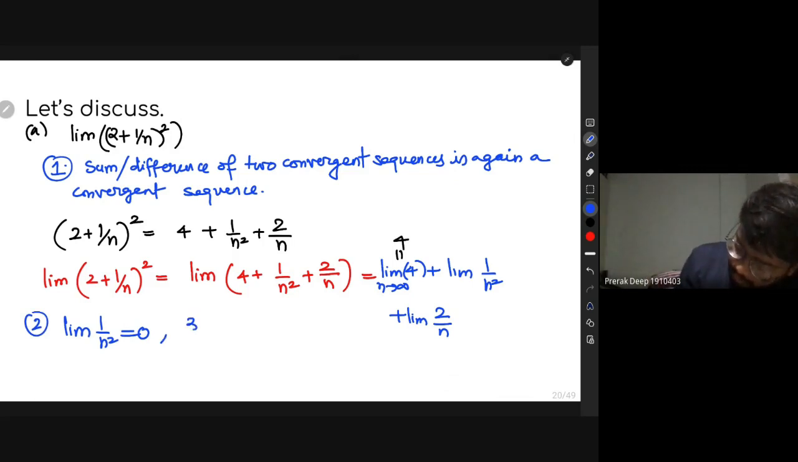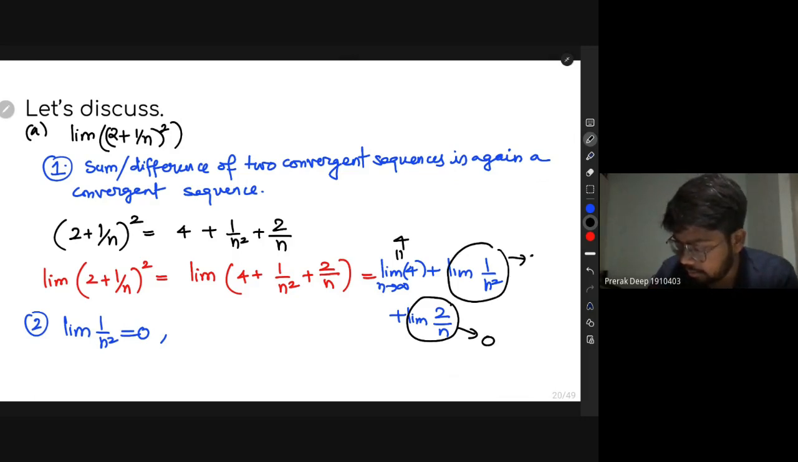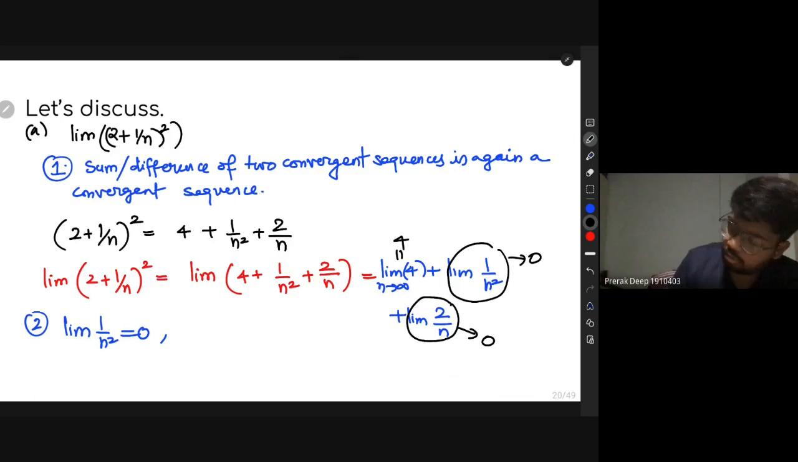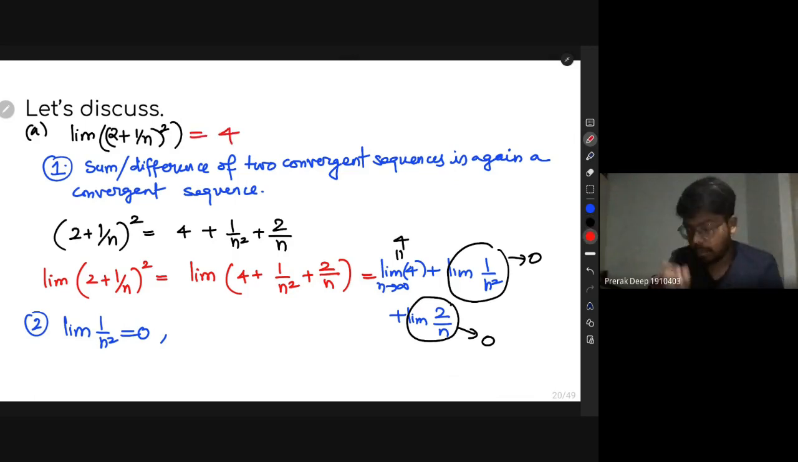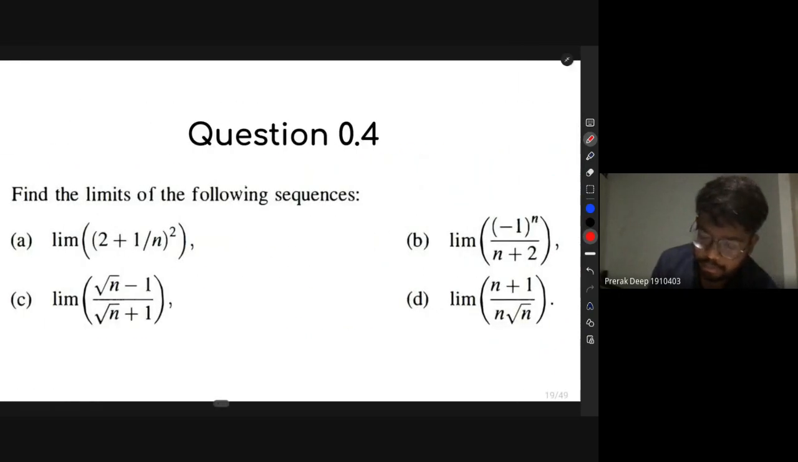And number 3 is again simple, because the limit of 1 over n is 0, so this part is also 0. So the limit of this whole thing is 4. Okay, I hope this is clear to all of you.